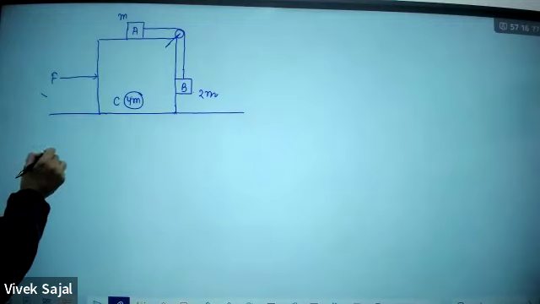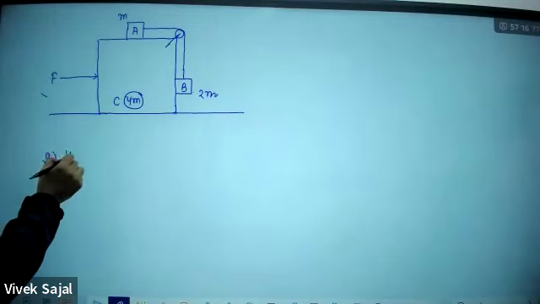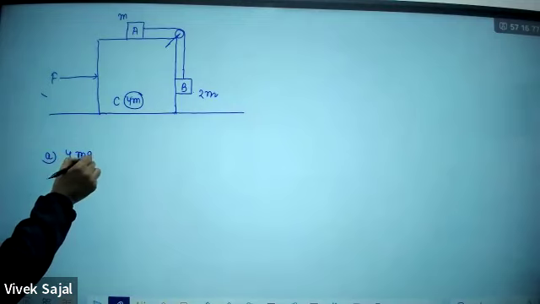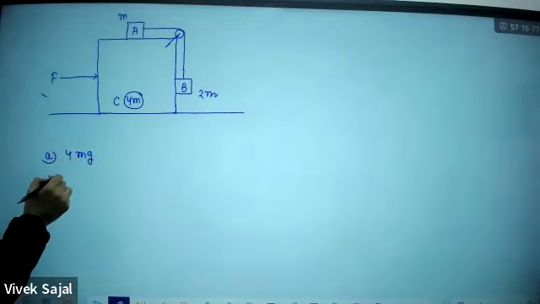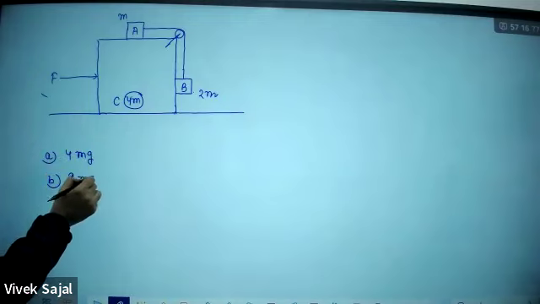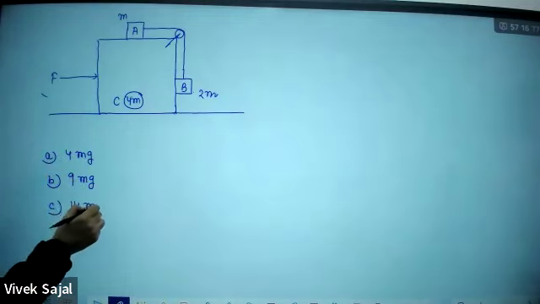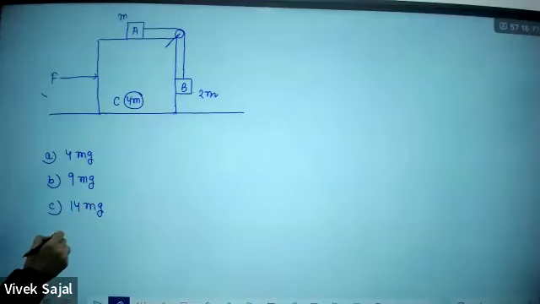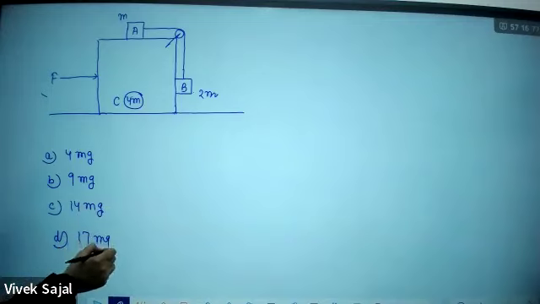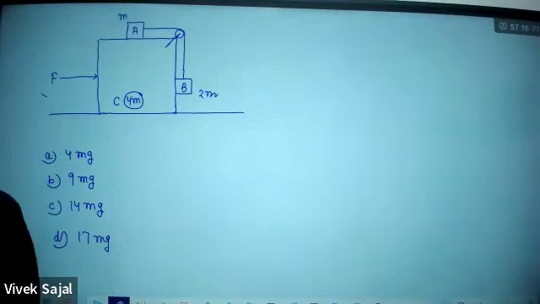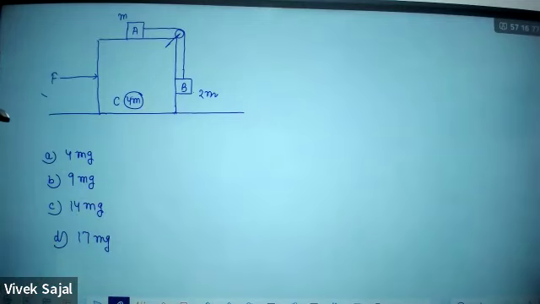So four options were there. Option A was 4 mg. Option B, 9 mg. Option C, 14 mg. And option D, 17 mg. These are the options. So please try to solve this question.